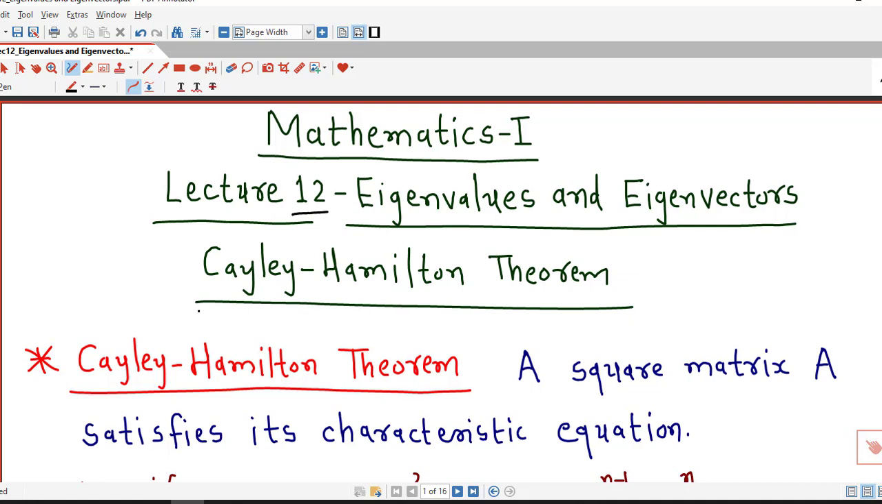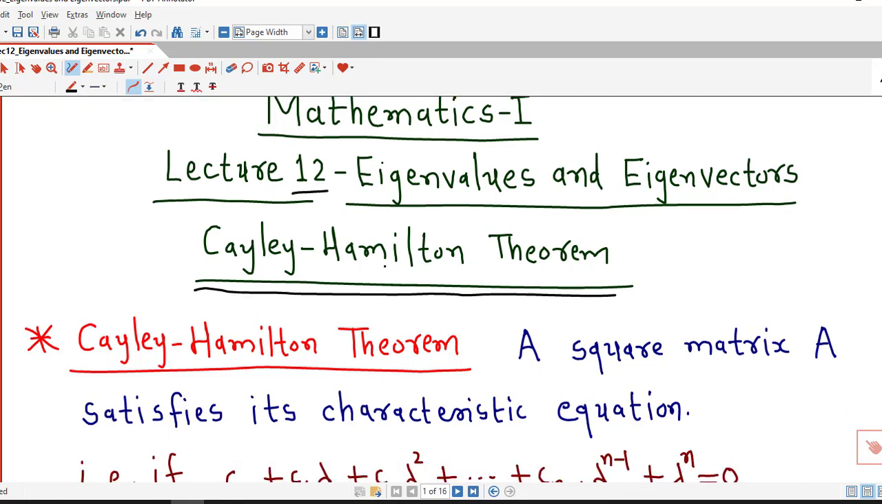In this lecture we are going to discuss Cayley-Hamilton theorem, which is useful in calculating powers of a square matrix and inverse of a square matrix if the given matrix is invertible. So first we understand what is Cayley-Hamilton theorem, and then we will discuss examples related to this theorem. So Cayley-Hamilton theorem says that every square matrix satisfies its characteristic equation.